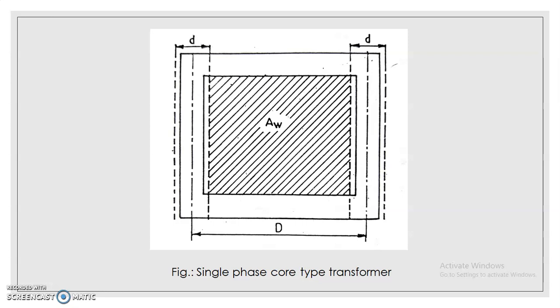And this dotted line and Aw are distinguished because a winding is placed on the two limbs: on the left hand side, suppose, a primary, and on the right hand side limb, a winding for the secondary.